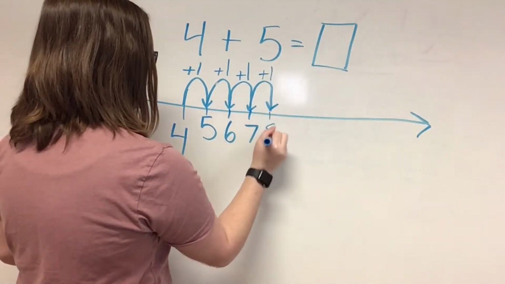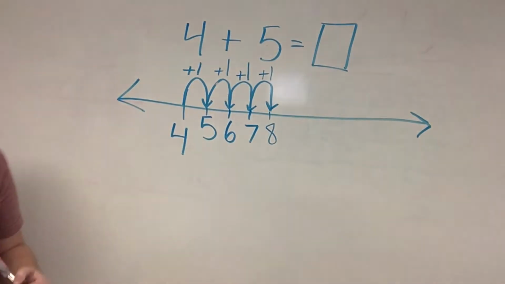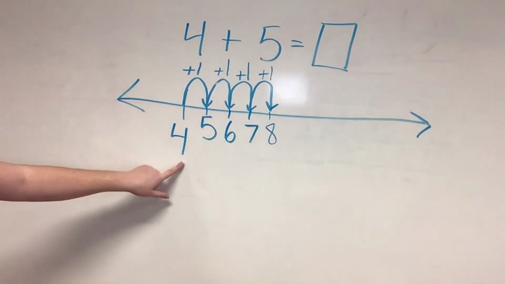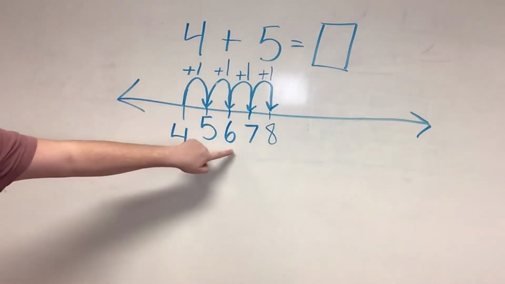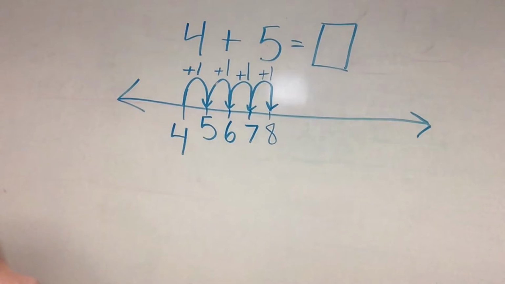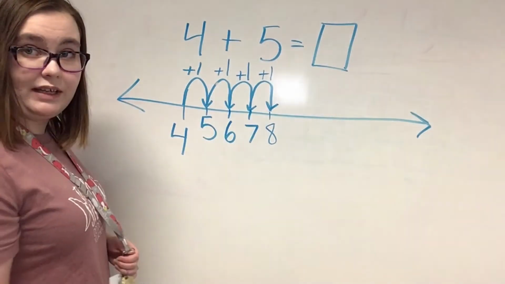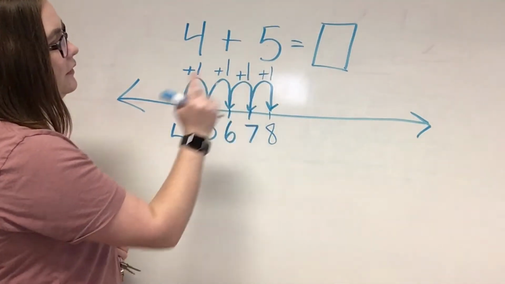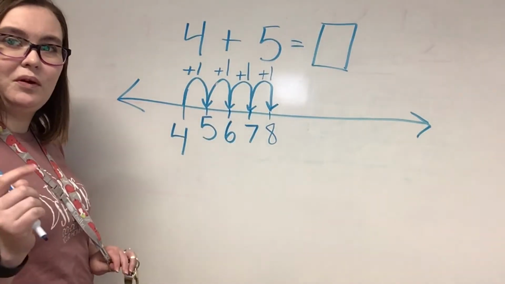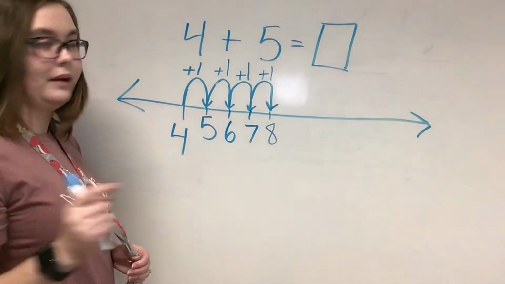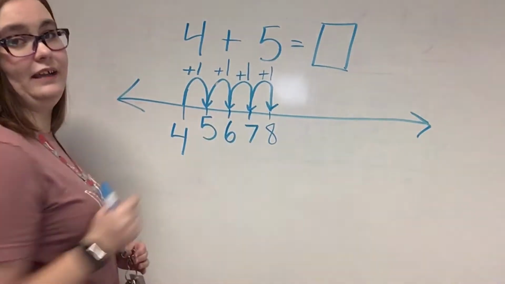8. Good job. If I don't know what 7 and 1 more is, I could always come back. 4, 5, 6, 7, 8 is the number that would have come next. Good job. Now, how many jumps have I gone? 1, 2, 3, 4. I've only gone 4 jumps. Is that the same as 5? No. I need to add 5 jumps.